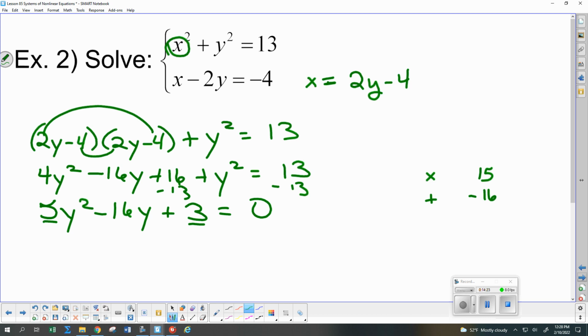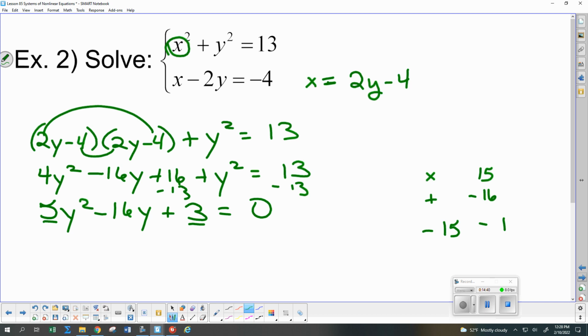3 and 8 do not multiply to 15. 15 and 1 multiply to be 15, but they add to 16. What do I need to change to make them multiply to be 15 and add to negative 16? What do the rest of you think?